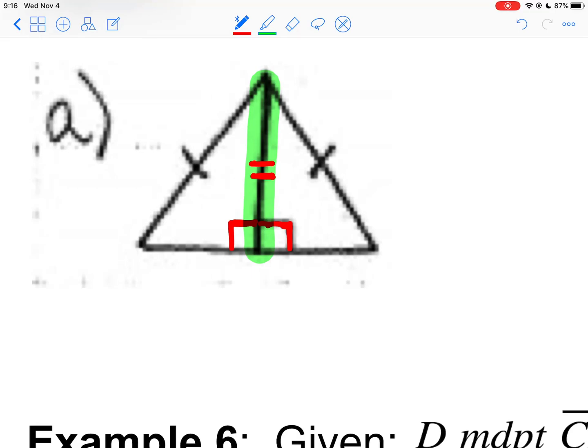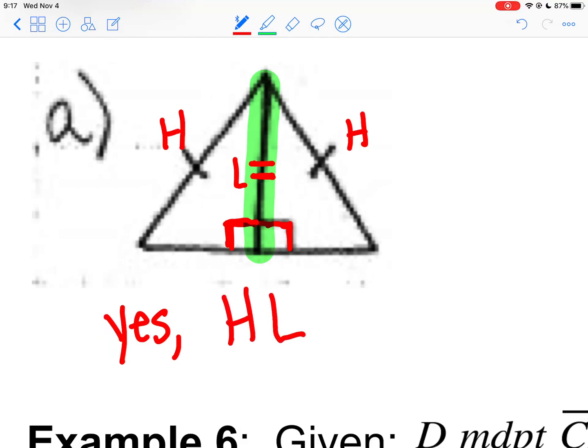So if I look at the marking, I know that I'm dealing with right triangles. So if I notice that this is set up as side-side-angle, we don't use side-side-angle. In right triangles, we use hypotenuse-leg. So this one does have enough information, yes, because I have the hypotenuse of each triangle and a leg that's congruent in each. So this is using hypotenuse-leg.